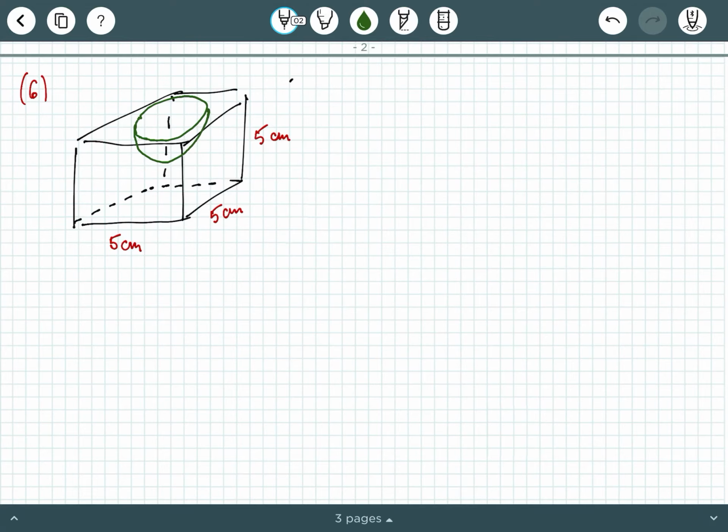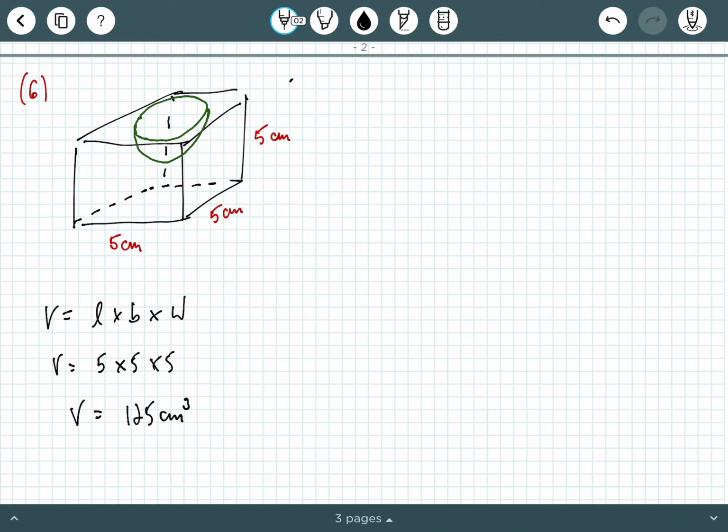So this hemisphere is going to be taken out of that cube, and what they want us to do is find the volume of the resulting shape. Now, what do you do? The first thing you look at is, if you had a perfect cube, what would be the volume of that cube without the hemisphere being taken out? The volume of a cube is simply length by breadth by width, so it's 5 by 5 by 5. The volume of that is 125 centimeters cubed.